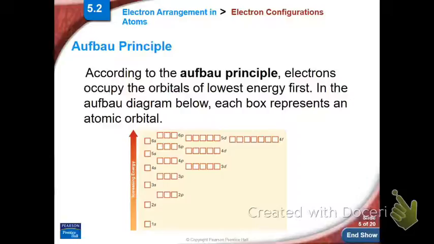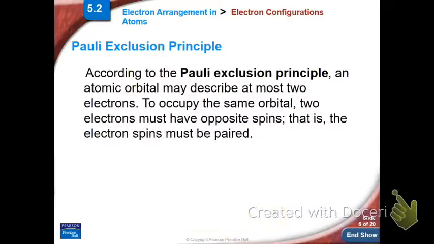And then Pauli exclusion says you can have no more than 2 electrons in any given orbital. And if they are in the same orbital, they're going to have opposite spins. Again, that's to stay as far away from each other as possible.